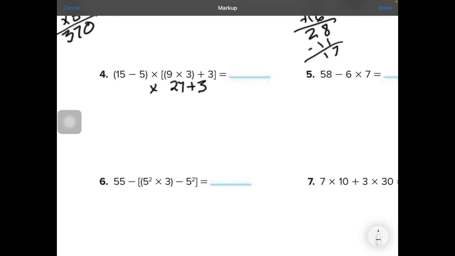Okay, now we have plus 3 is what we need to work on, times. So 15 minus 5 will be a 10, so we can work on that one right there. So 27 plus 3, 27, 28, 29, 30. This right here equals 30 times 10. Well, 10 times 30, gosh, I just add an extra 0 to that, so that's 300.